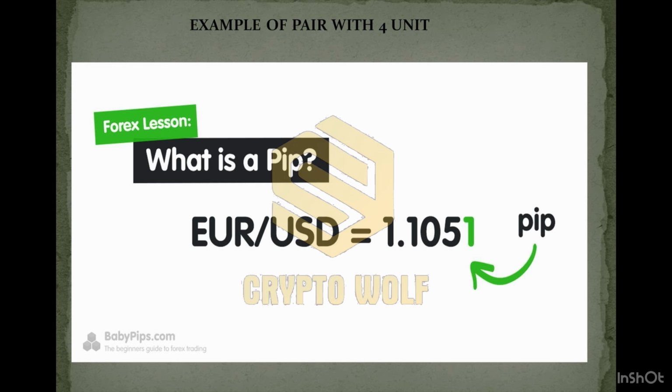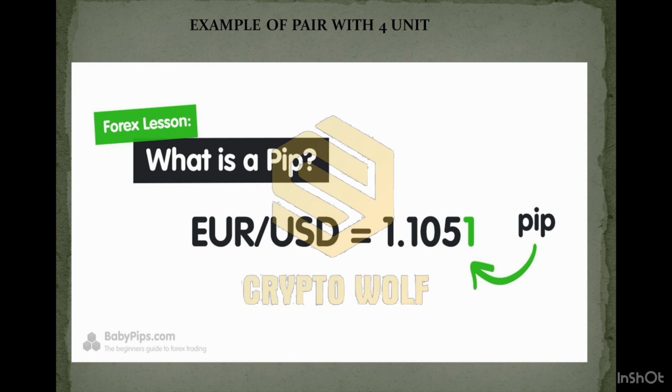So you can see an example of a two unit pair, which is USDJPY. You have 110.40. So the last digit you are seeing here, the 0, is the pip in USDJPY. The reason why USDJPY has just two is because it's a two decimal unit. That's why you are seeing just these two numbers at the back, which is 40, but the last digit is always the pip. So always take note of that.